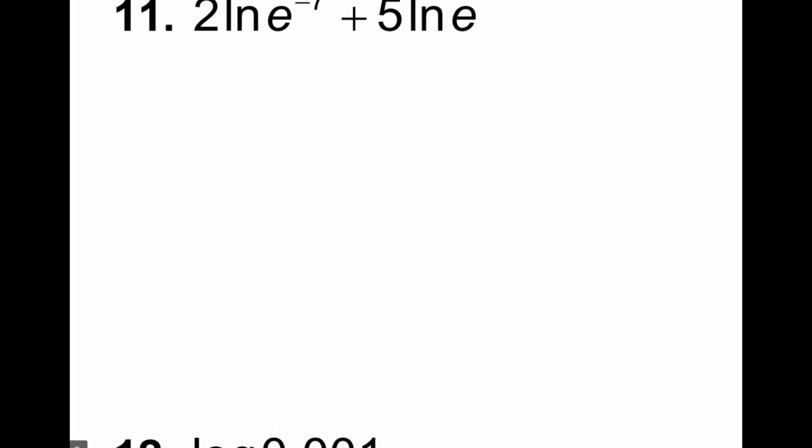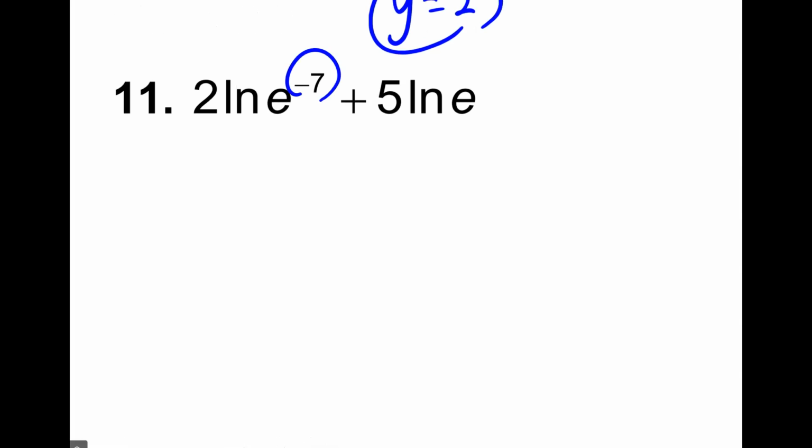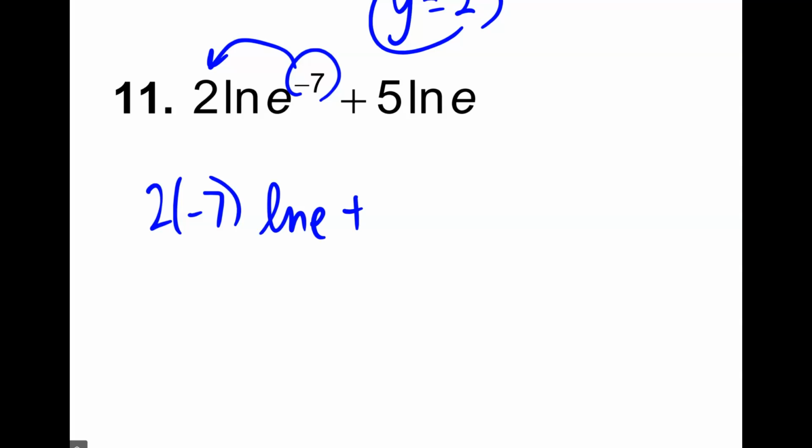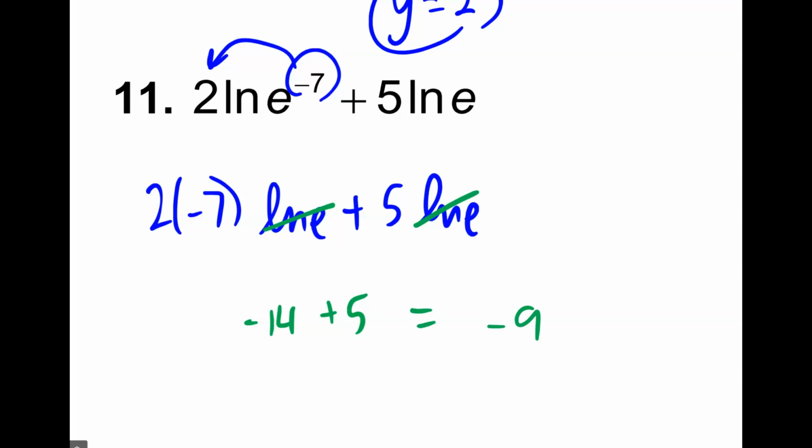Does anyone have an idea how to do it? Yeah, I can move the exponent. 2 times negative 7 ln e plus 5 ln e. Okay, so someone said move the exponent. Some people said cross out ln of e. So negative 14 plus 5, negative 9. Okay. You can try the next one.